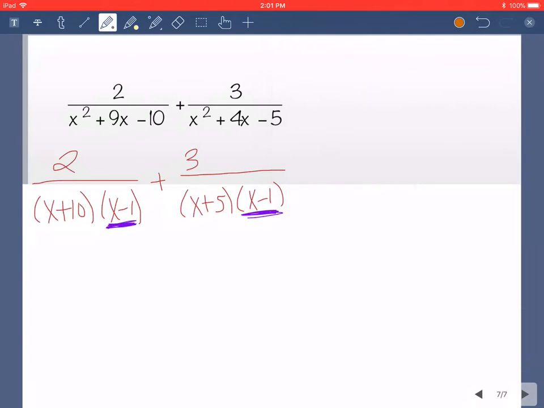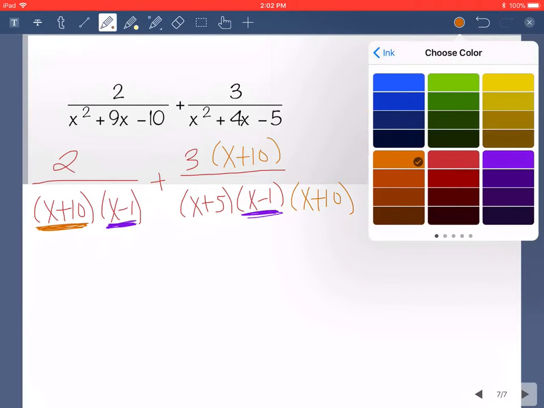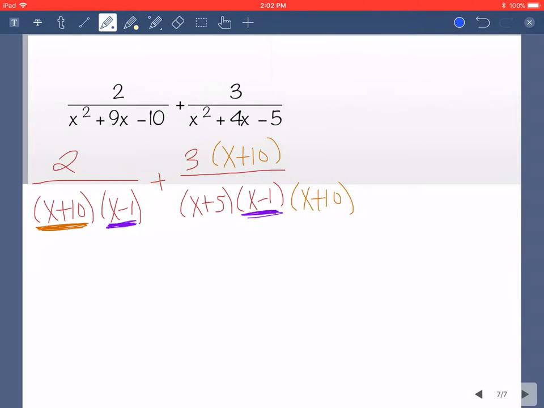However, my first rational has an x plus 10 that the second one doesn't have. So that second rational needs an x plus 10. So I'm going to multiply top and bottom by an x plus 10. Well, now looking at them, my second rational has an x plus 5 that the first rational doesn't have. So I'm going to multiply top and bottom by an x plus 5. So now both of my rationals have an x plus 10, an x minus 1, and an x plus 5 in the denominator.